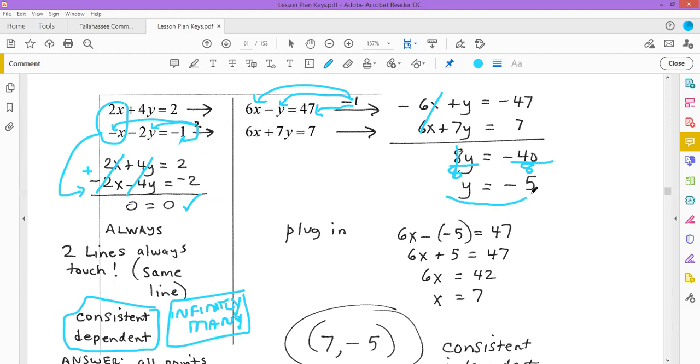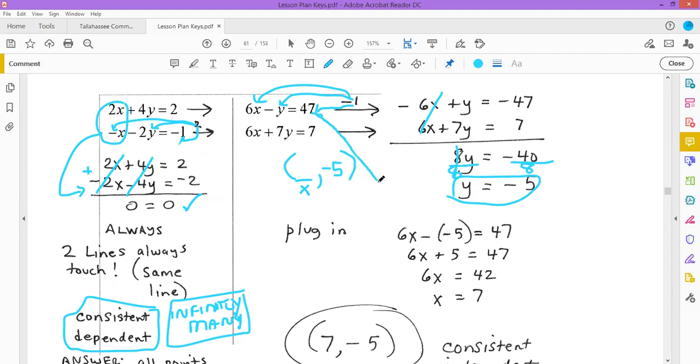So after we get our y coordinate, we're not done. Remember, that's just one part of our solution. We've gotten the y coordinate. Now we've got to go back and find the x coordinate. To get that x coordinate, we're going to rewrite one of the equations. Again, it doesn't matter which equation we use.